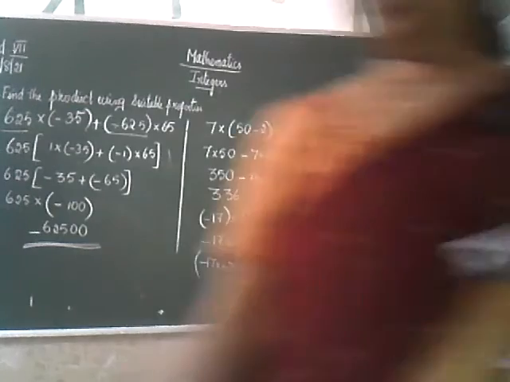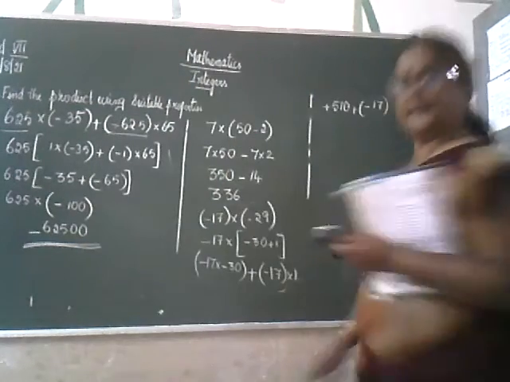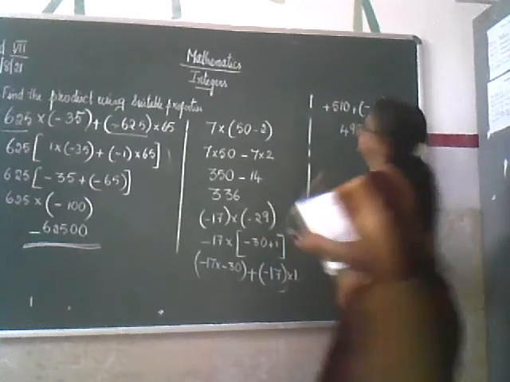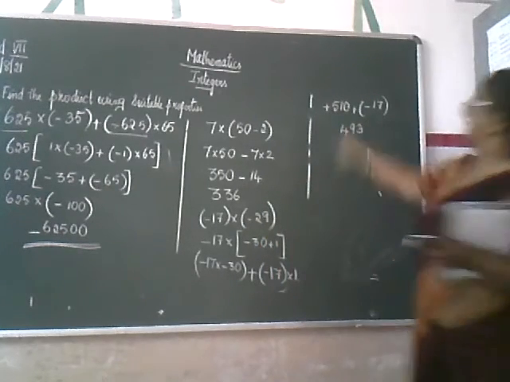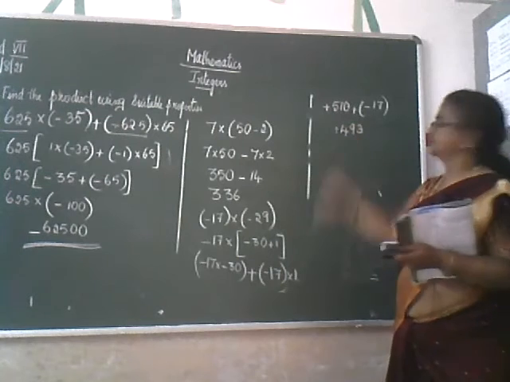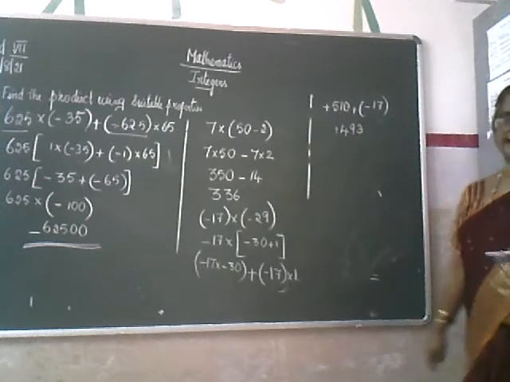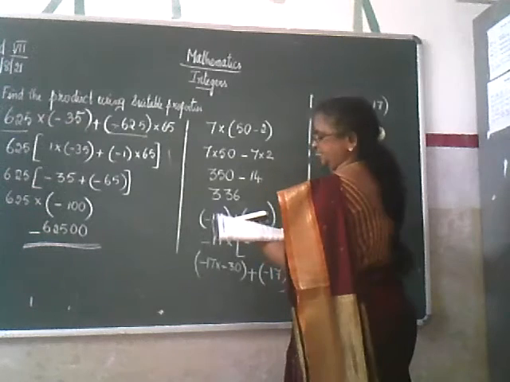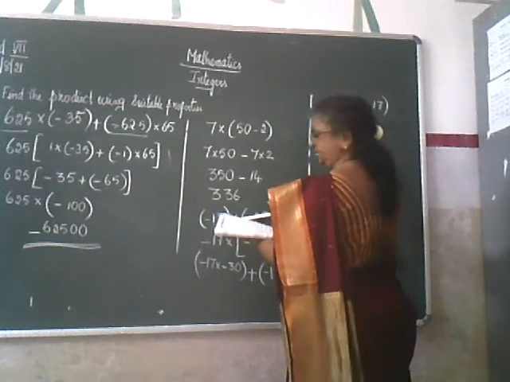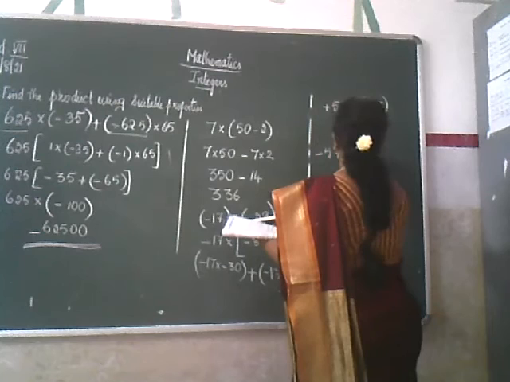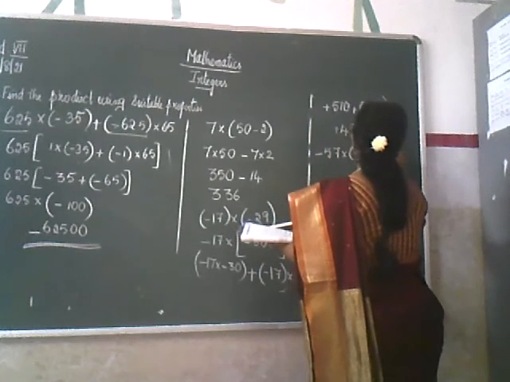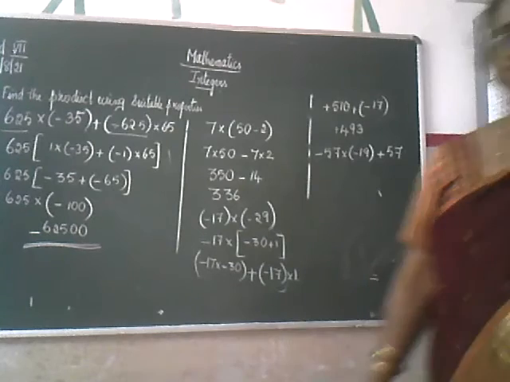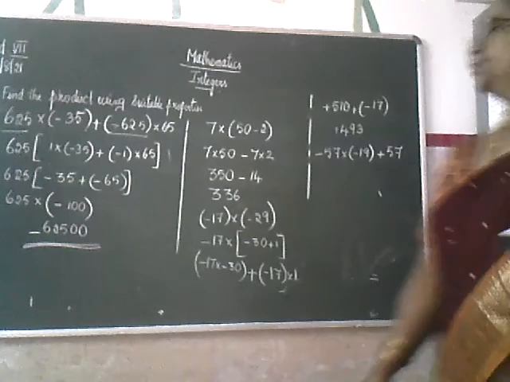You tell me now what is the answer? 400 and yes, 93. The greater number sign is positive. So plus 493. Next one is minus 57 into minus 19 plus 57. Okay. So now you do it.